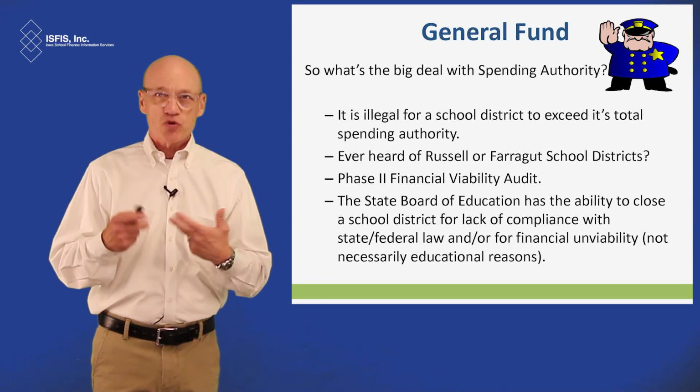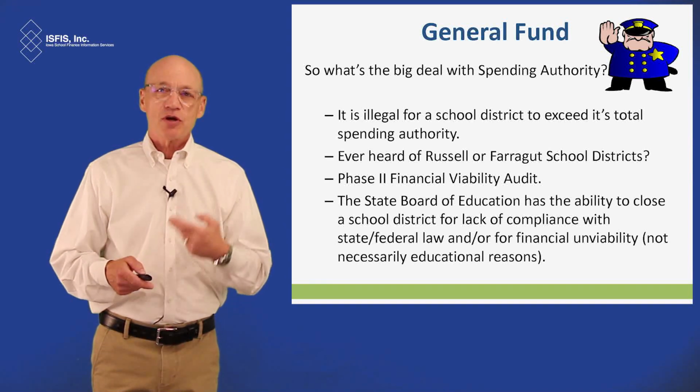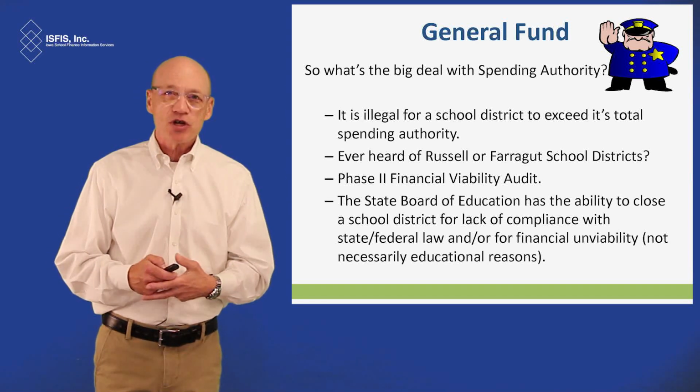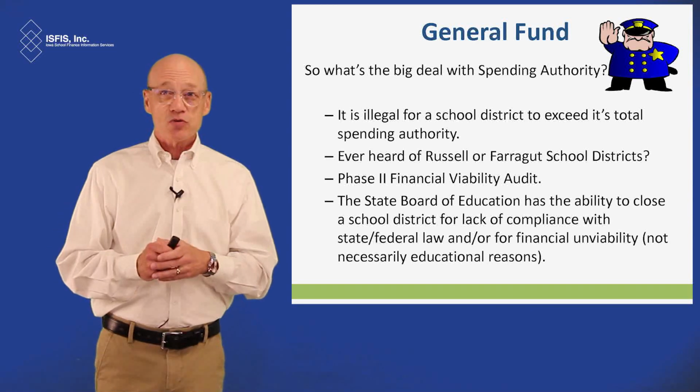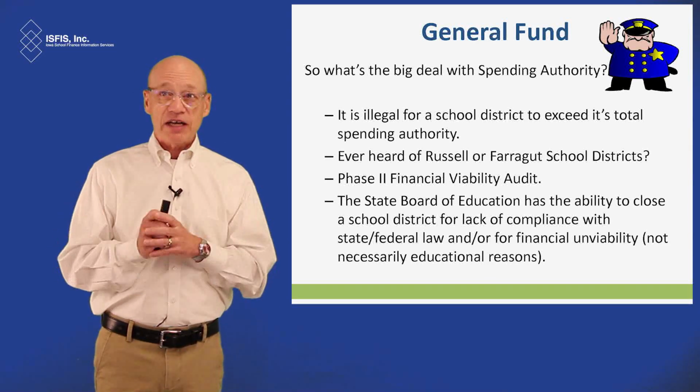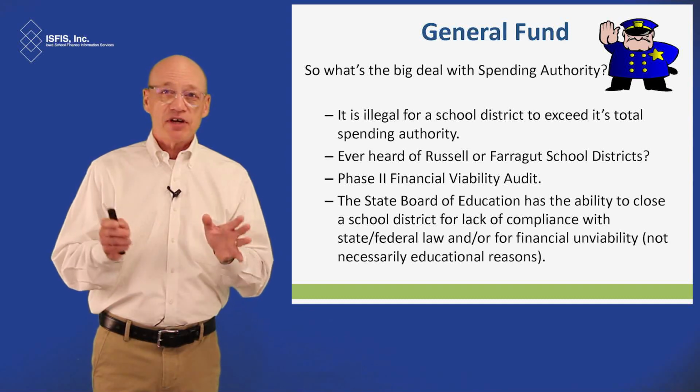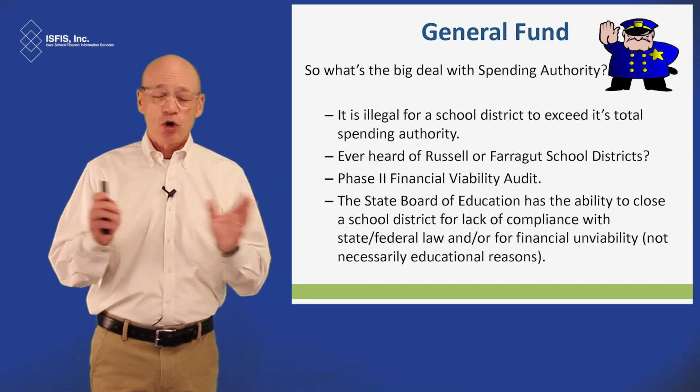Now, how is this triggered? It's if a school district goes negative on its unspent budget authority for 2 consecutive years, the state board can close the school district down for being just financially not viable, not for any educational reasons. There's no local appeal process, and so it's really important as the single measure for school districts' financial health is to keep the unspent budget authority positive.